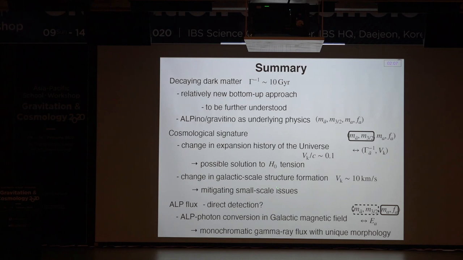So far everything is gravitational. But the advantage of this scenario is that the axion ALPino decays into gravitino plus ALP, and this ALP flux is very high. And only a tiny conversion of the ALP into the photon can be seen in gamma ray experiments, like the Fermi-LAT. So thank you very much.